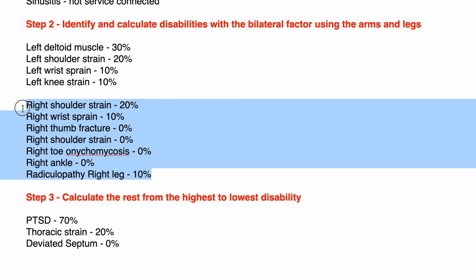Left side, right side. Once the bilateral factor is calculated in, then you take the disabilities from the highest to the lowest. Once you get everything calculated up, then you're going to end up with a number. You need to round that number up or down. So if you're 0 through 4, you round down to the nearest whole number. If you're 5 through 9, you round up to the nearest whole number.